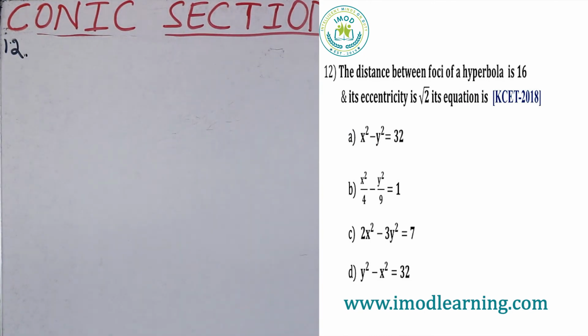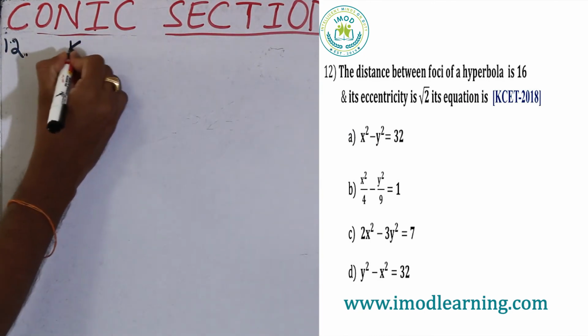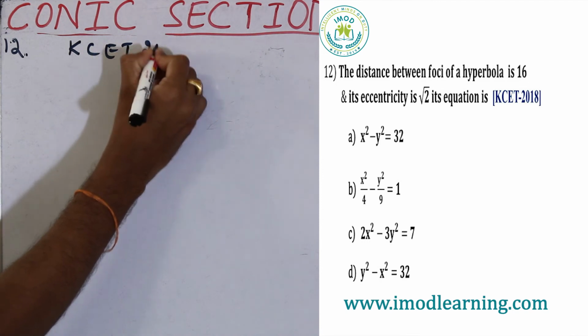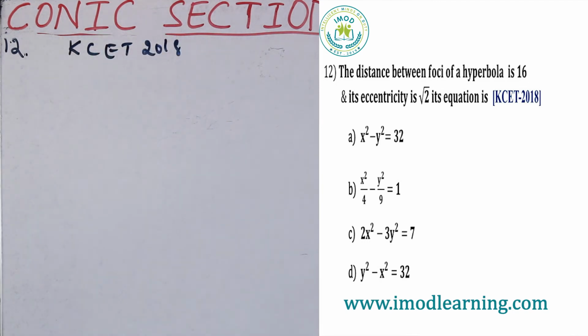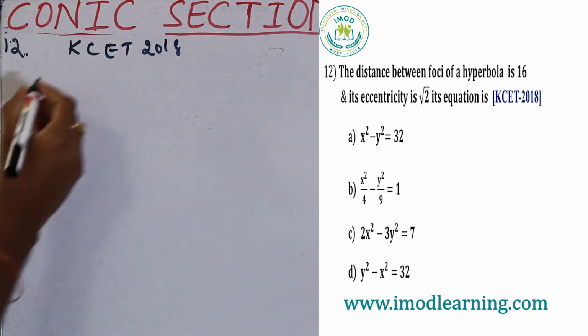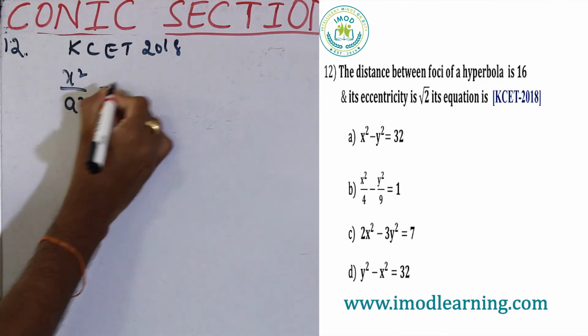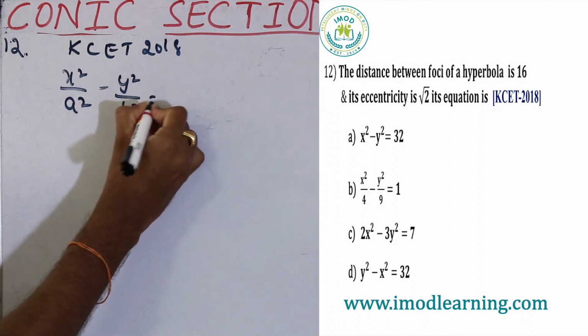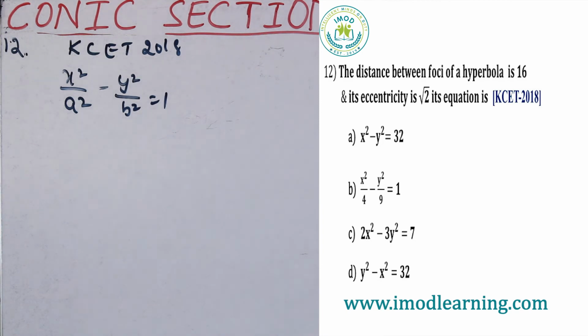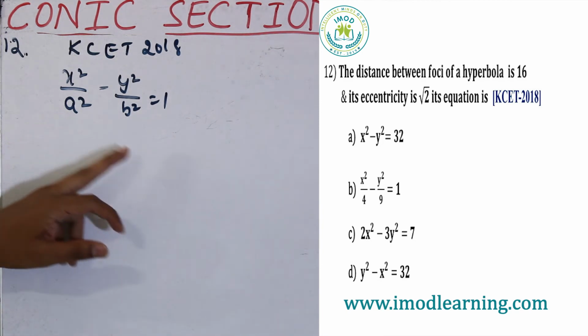Question number 12. They are asking in the KCET 2018: the distance between the foci of a hyperbola is 16 and its eccentricity is root 2. Then the equation is, so the standard form of the hyperbola is x square divided by a square minus y square divided by b square, which is equal to 1. Using the given data, you need to find out the value of a and b.